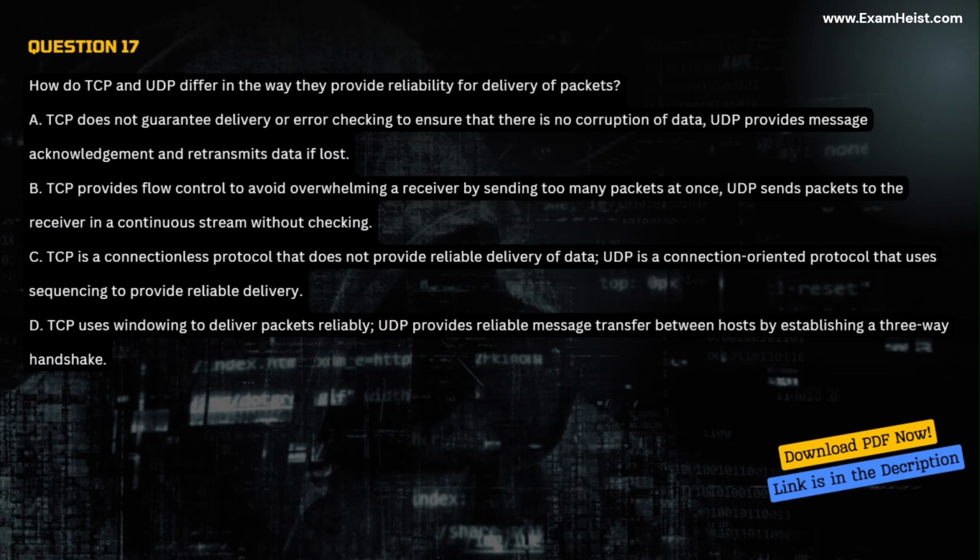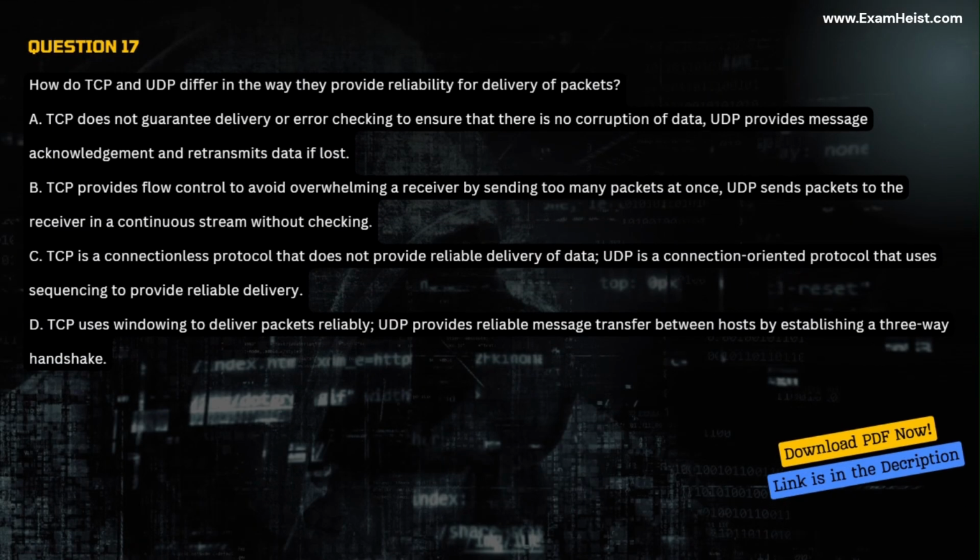Question 17. How do TCP and UDP differ in the way they provide reliability for delivery of packets? A. TCP does not guarantee delivery or error checking to ensure that there is no corruption of data. UDP provides message acknowledgement and retransmits data if lost. B. TCP provides flow control to avoid overwhelming a receiver by sending too many packets at once. UDP sends packets to the receiver in a continuous stream without checking.